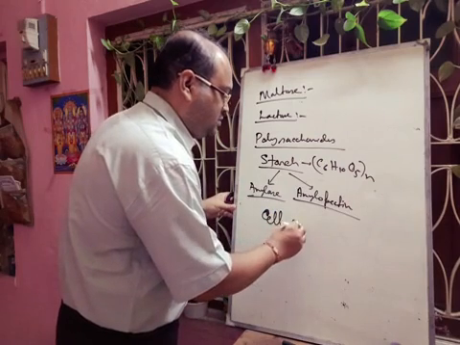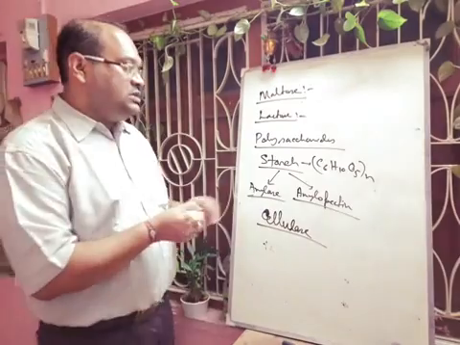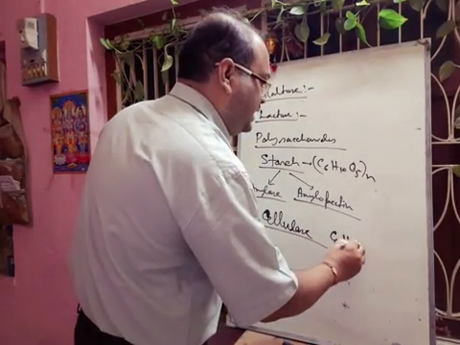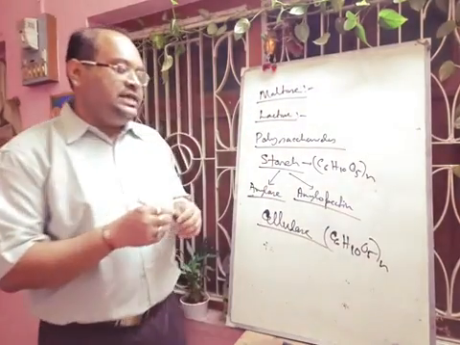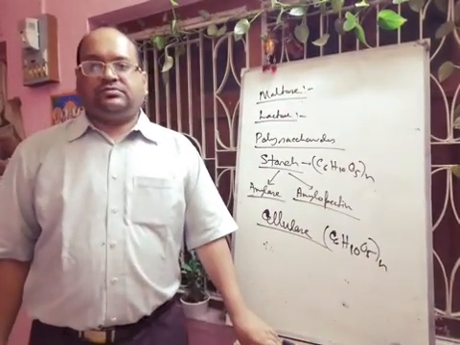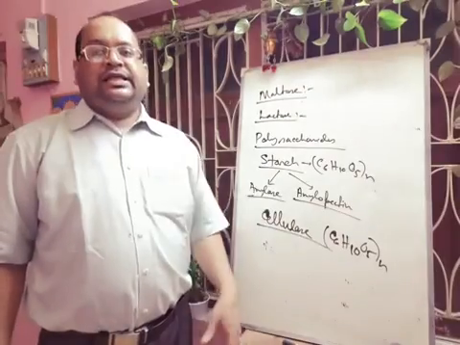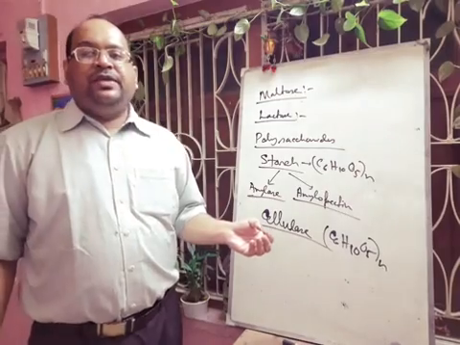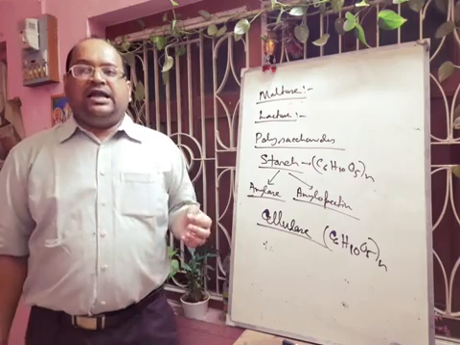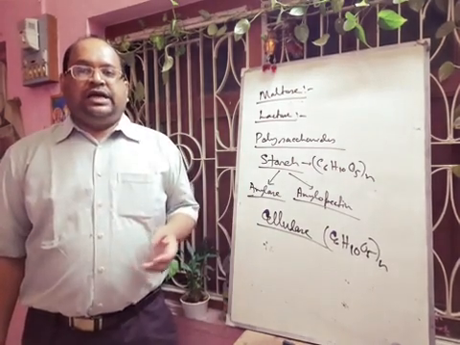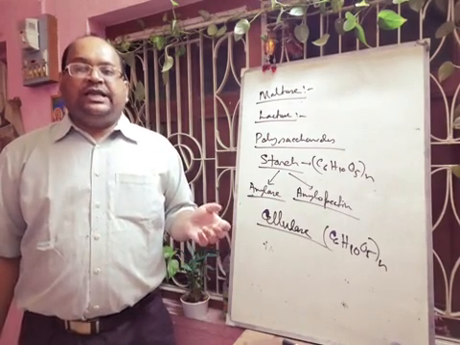Cellulose. The cellulose formula is also the same, (C6H10O5)n. It is the major structural polysaccharide in higher plants. The cell walls of plants and vegetable tissues are made up of cellulose. It is a linear polymer of beta D glucose which are connected through beta glycosidic linkage.